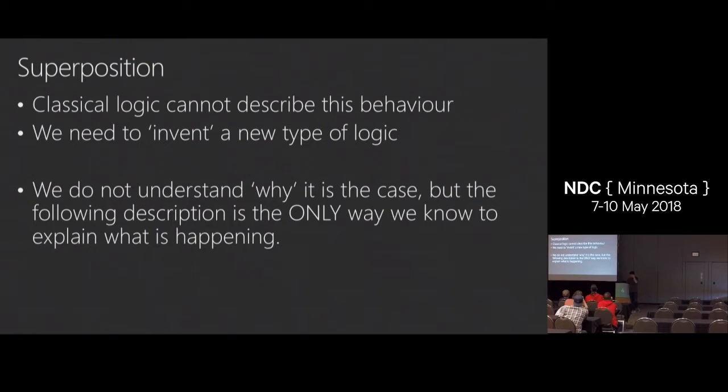I said that what we're observing isn't normal. There is no way to classically explain what's happening, so we need to come up with a different logic. Need to come up with a new way of describing this, a new mathematical construct. So what some people did is they invented a new term called superposition. And we do not know why it's the case, but what we do know is this experiment has been done many thousands of times, and every single time it has been done, proved, been shown that this is the case, that this mathematical model is accurate.